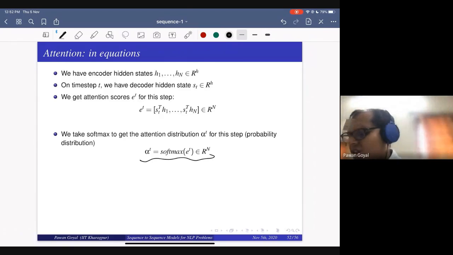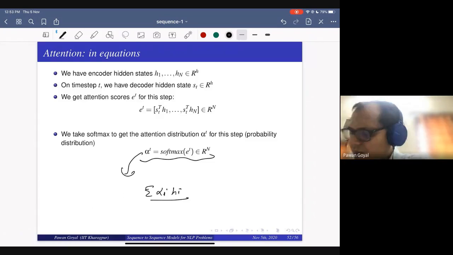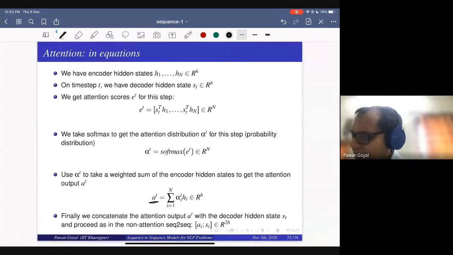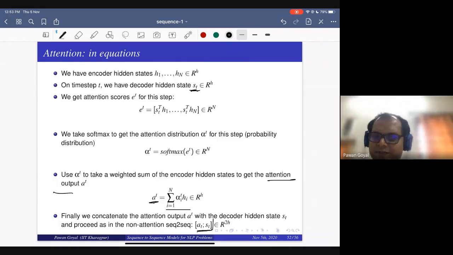And now use the softmax to get a summarized view of the encoder. So you will say sigma alpha i hi. This is what you call your attention output, sigma alpha i hi, and then you concatenate this with your hidden state. And this is your 2h dimension hidden state now for the decoder. Use that to generate your output.